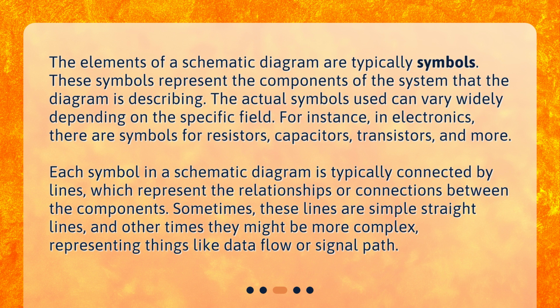Each symbol in a schematic diagram is typically connected by lines, which represent the relationships or connections between the components. Sometimes, these lines are simple straight lines, and other times they might be more complex, representing things like data flow or signal path.